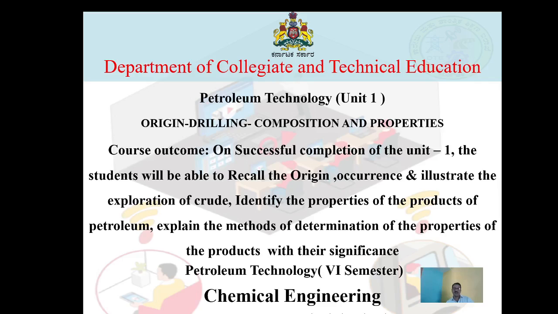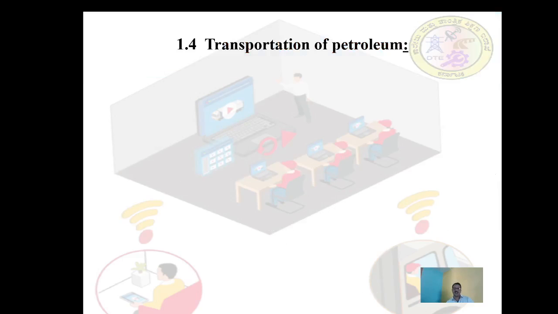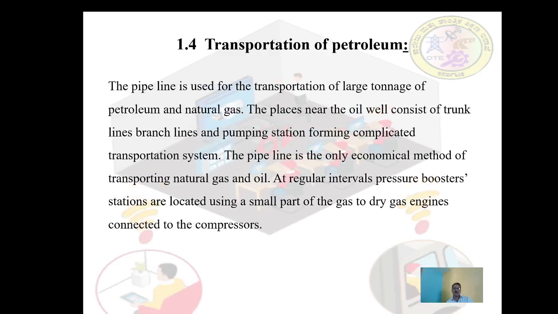In this session, we are going to discuss the transportation and storage of petroleum. Pipeline is used for the transportation of large tonnage of petroleum and natural gas. The place near the oil well consists of trunk lines, branch lines, and pumping stations, forming a complicated transportation system. The pipeline is the only economical method of transporting natural gas and oil.